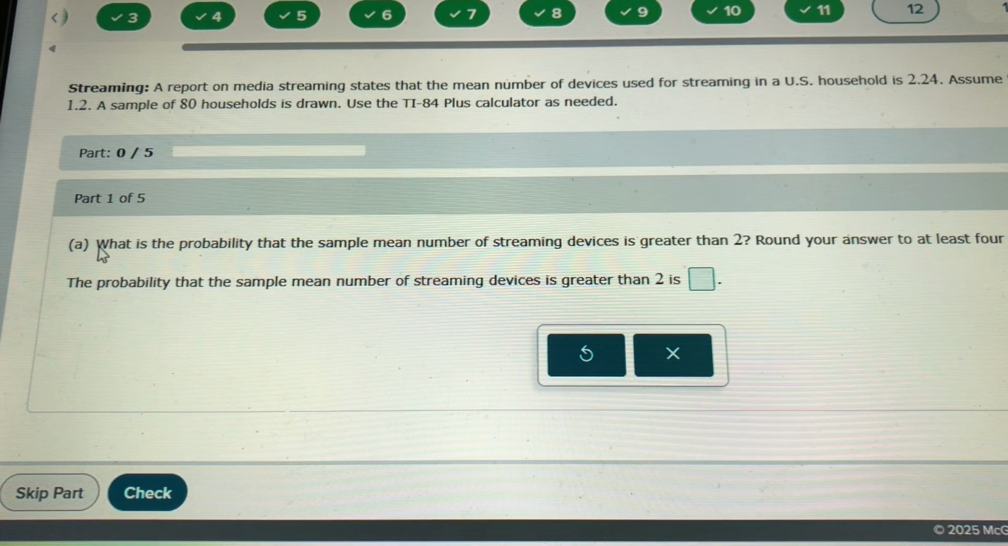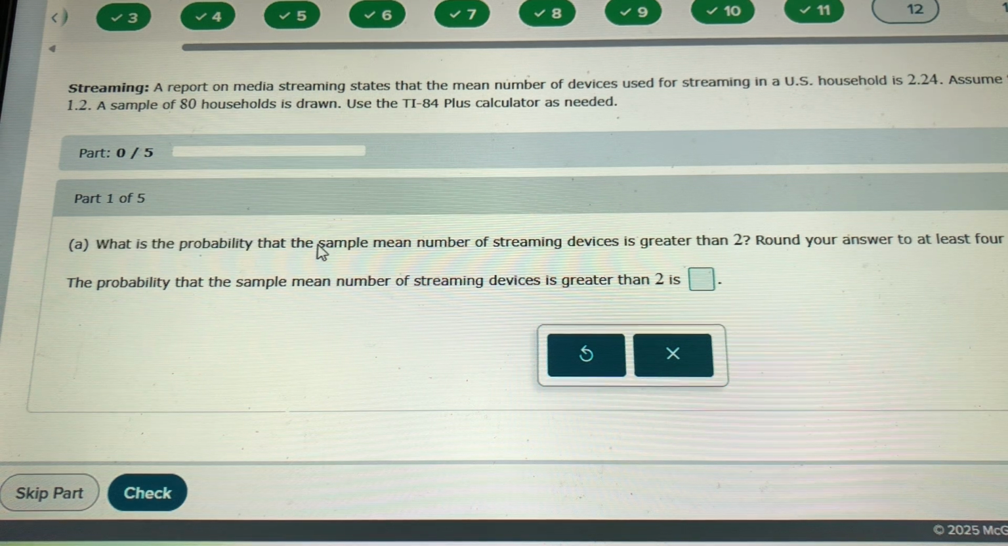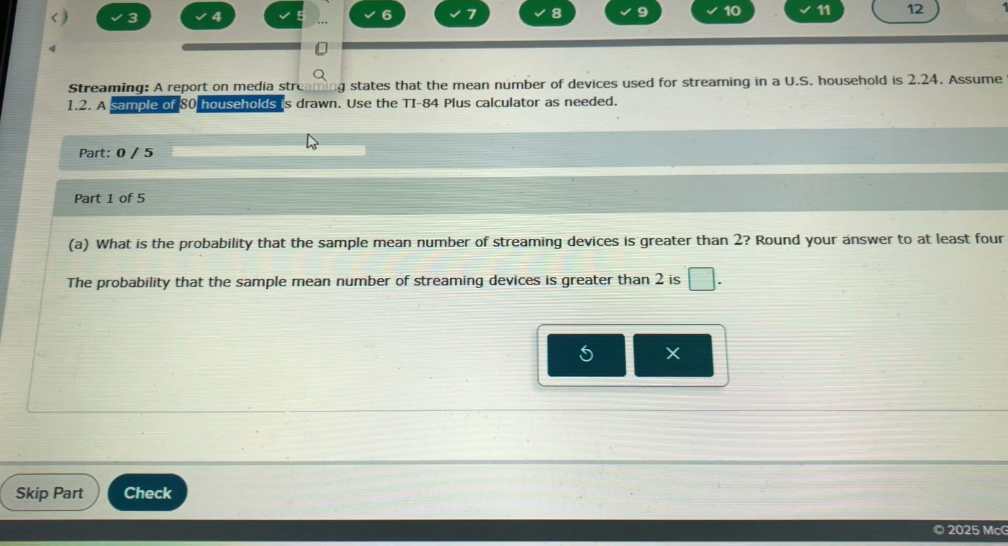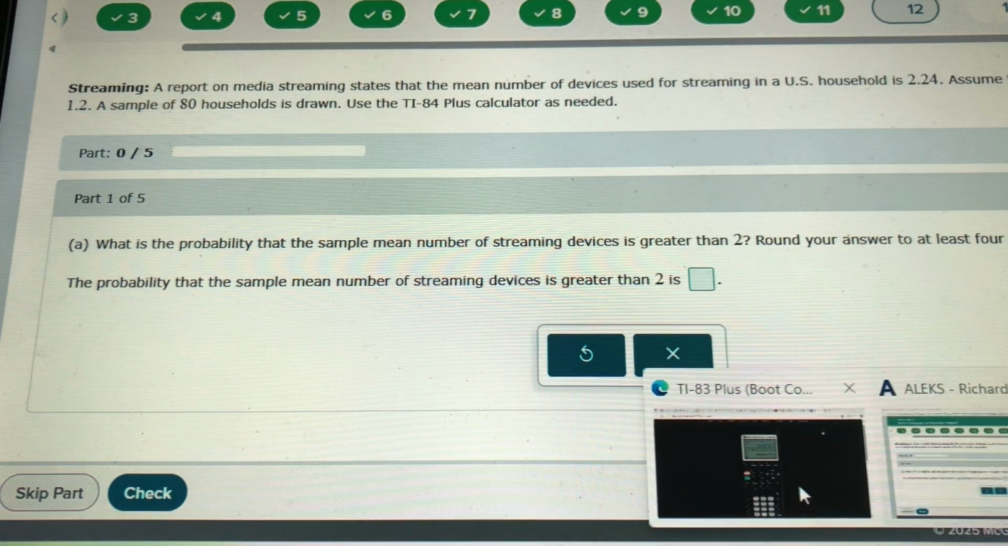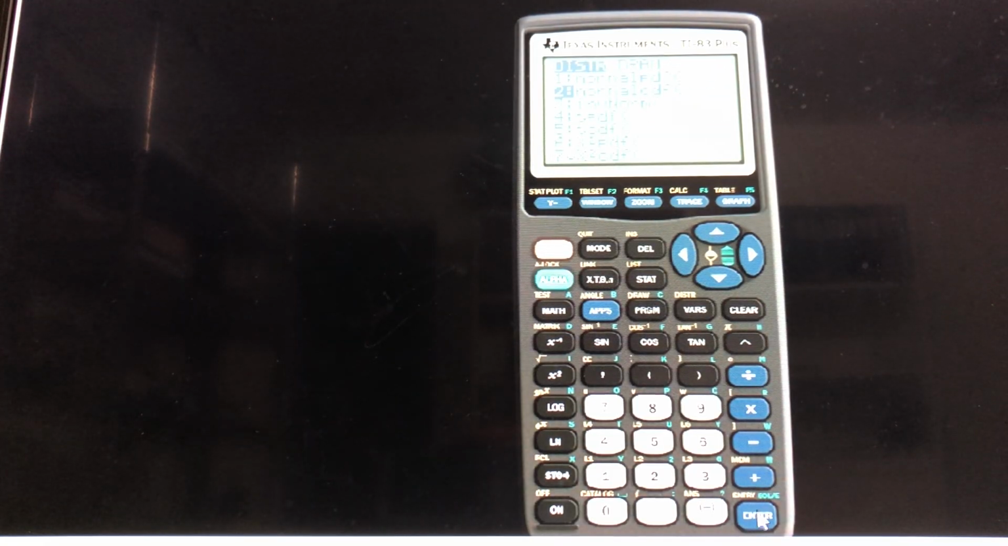So here it comes again. What is the probability? That's definitely normal CDF. But now they're talking about sample mean. So there's going to be some kind of sample size here. There's a sample of 80 households. And we want to be greater than 2. So find the probability. That's normal CDF. Greater than 2, you'd put 2 first and 999 second.